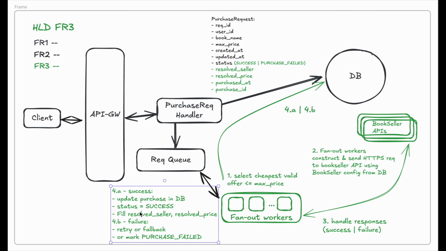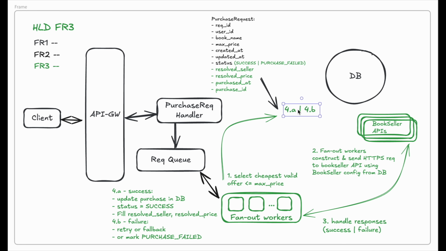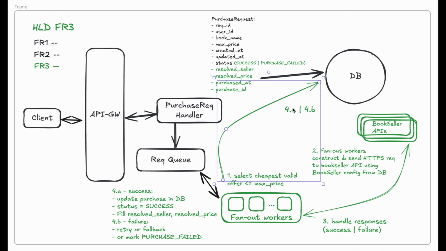And step 4, the return. If it is all success, the worker updates the purchase request with status equal to success, and the resolved price, resolved seller, purchase timestamp, etc. If it's a failure, the system may retry, attempt the next best offer, if any, or mark the request as purchase failed based on the business rules and the error type.